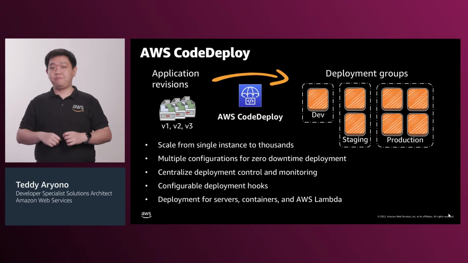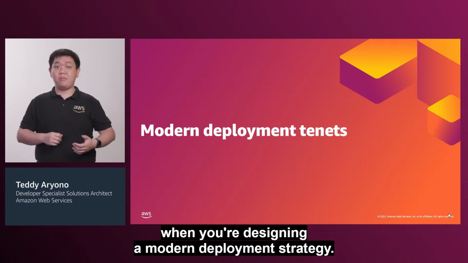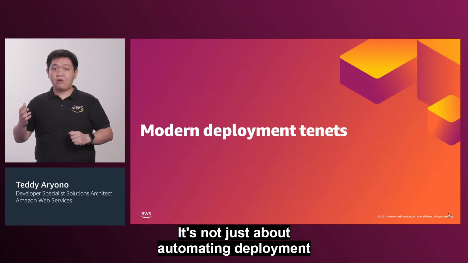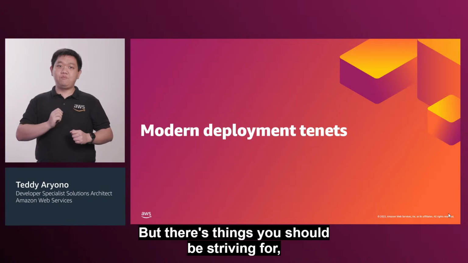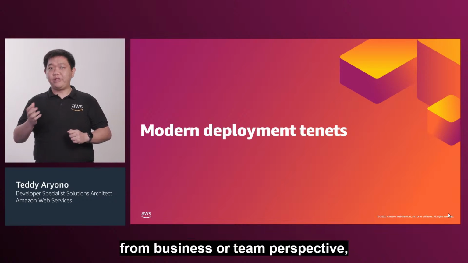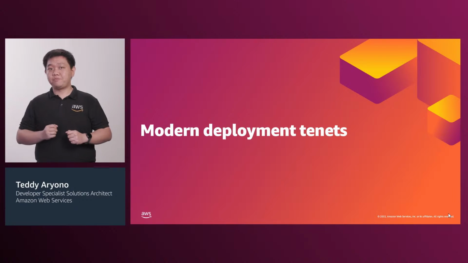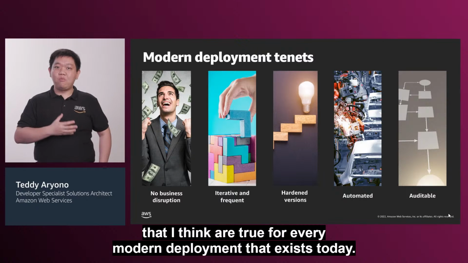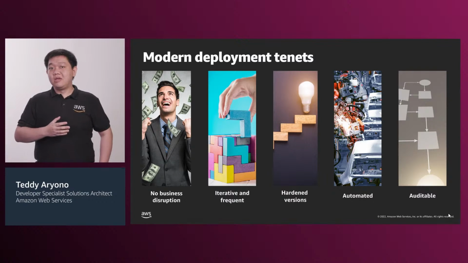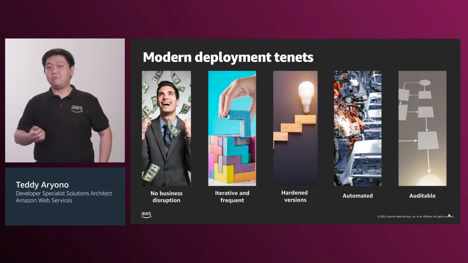or when a monitoring threshold you specify is met. Now, let's talk about general tenets you should be thinking about when designing a modern deployment strategy. It's not just about automating deployment for the sake of automation itself, but there are things you should be striving for from a business or team perspective to make sure those deployments are successful and safe. These are the tenets I want to highlight that I think are true for every modern deployment that exists today. These tenets are pretty universal and not unique to a specific application.